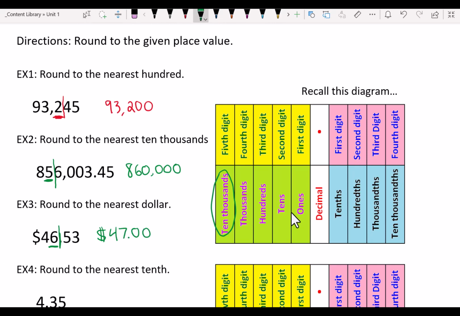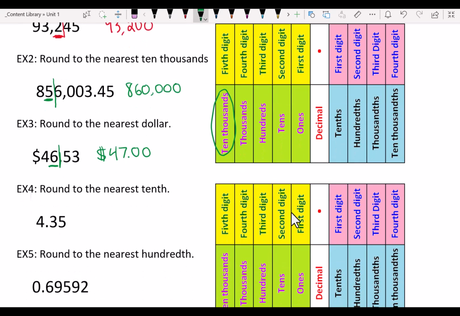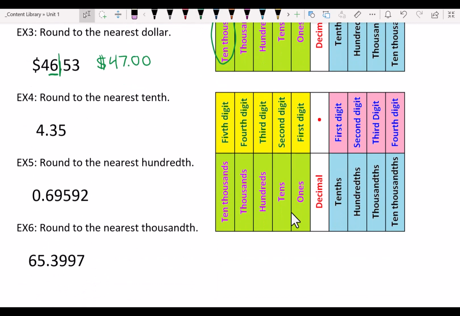Example 4, we round to the nearest tenth. So now we are looking to the right of the decimal. So to the right of the decimal, we've got the tenths column. That's the first digit to the right of it. So that means we underline this one, and I look to the right. Since it's 5, we're going to bump that 3 up to a 4. So that's going to be 4.4. We don't write anything else after it.